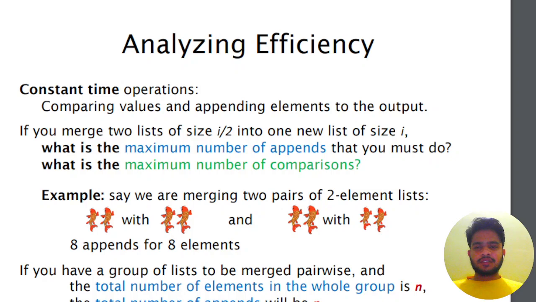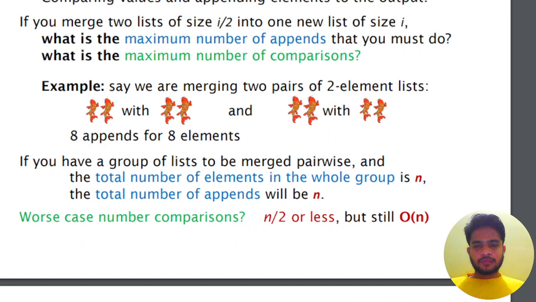Let us analyze the efficiency. Constant time operations: comparing values and appending elements to the output. If you merge two lists of size n/2 into one new list of size n, what is the maximum number of appends that you must do? And what is the maximum number of comparisons? Example: say we are merging two pairs of two-element lists, with eight appends for eight elements.